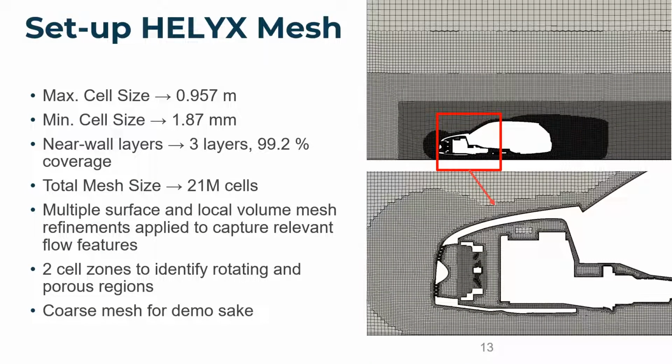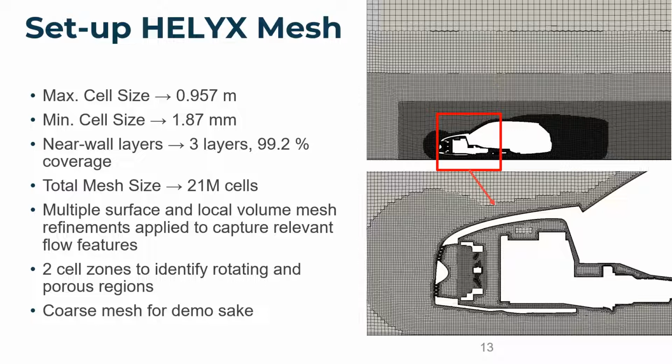Now some words about the CFD setup, meshing and setup. We have meshed this car with our own mesher, and the max cell size was 0.96 meters at the free stream. Minimum cell size was 1.9 millimeters. We placed 3 layers on all the wall surfaces with coverage above 99%. The total mesh size for this case was 21 million cells, and we used multiple surface and volume refinements to capture all the relevant flow features.